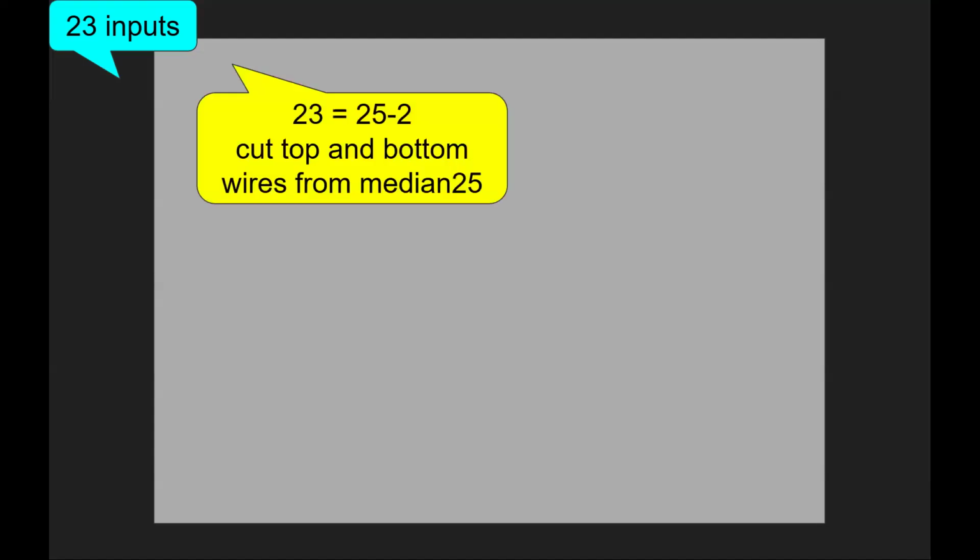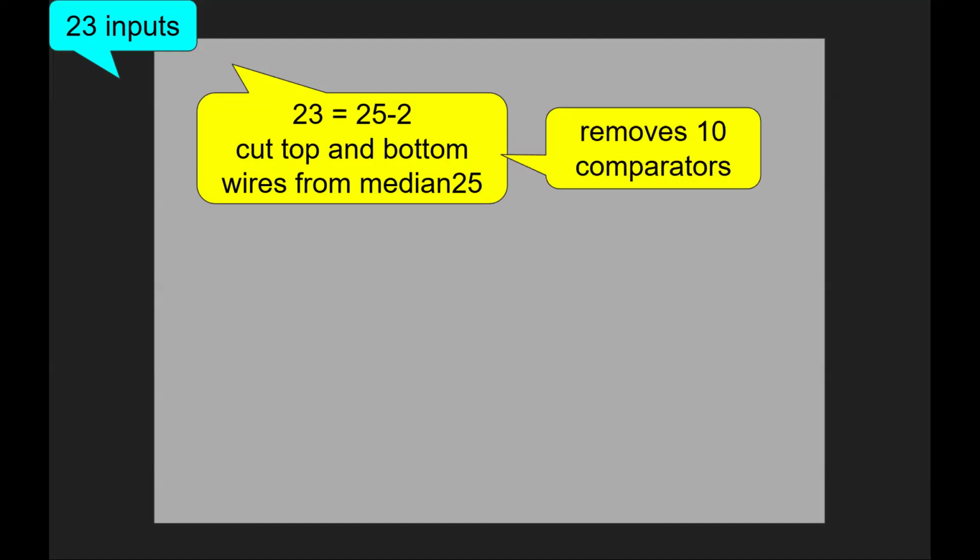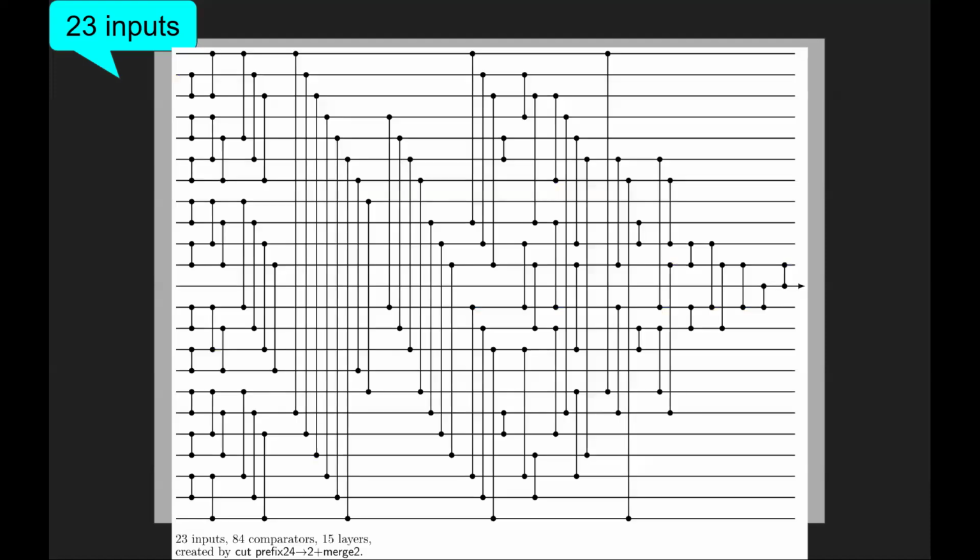23 inputs, very hard. There was only one stupid method I could think of. What's the stupid method? Mary, what would you do for 23 inputs? Start with 25. 23 is 25 minus 2. So I just take the good one for 25 and I add the cut at the top and the bottom. Remove 10 comparators. So that's the best I can do. I'm not proud of it, but yeah.